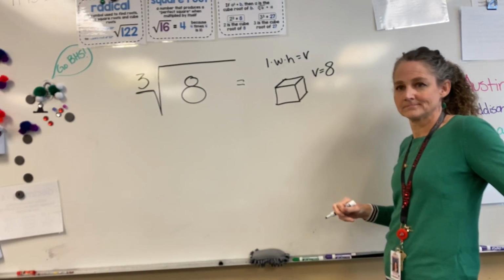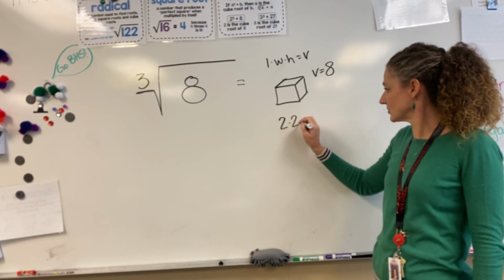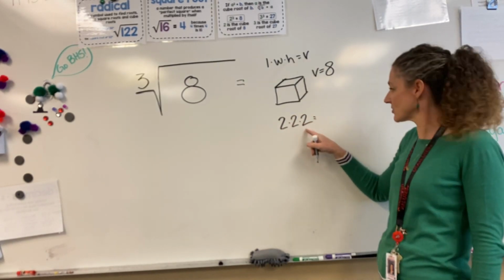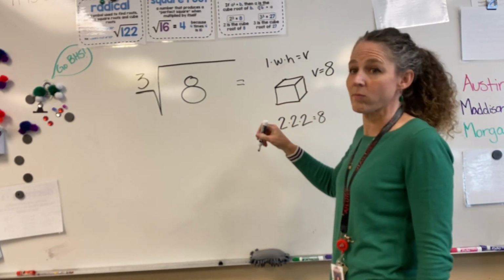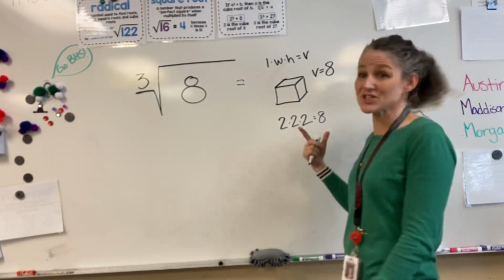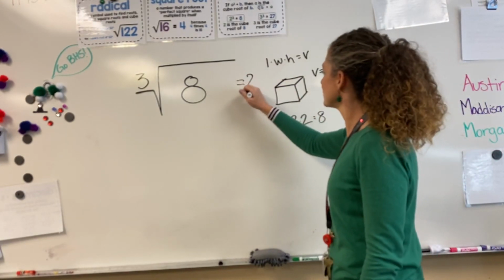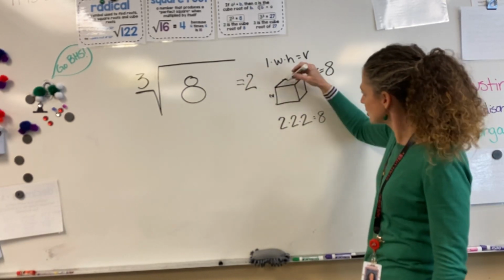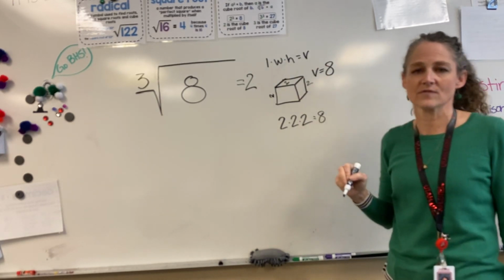2. Should we try it? What's 2 times 2 times 2? Well, what's 2 times 2? 4. 4 times 2 is? 8. So what's the cubed root of 8? 4 times 2 is 8. Cubed root of 8 is 2. So if I have a cube with a volume of 8, the side length is 2, the width is 2, the height is 2. Thank you for bringing that up, Ethan.